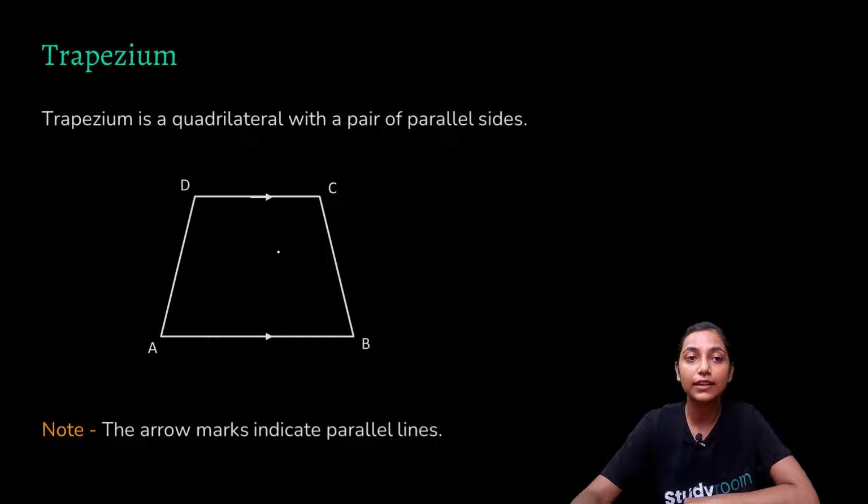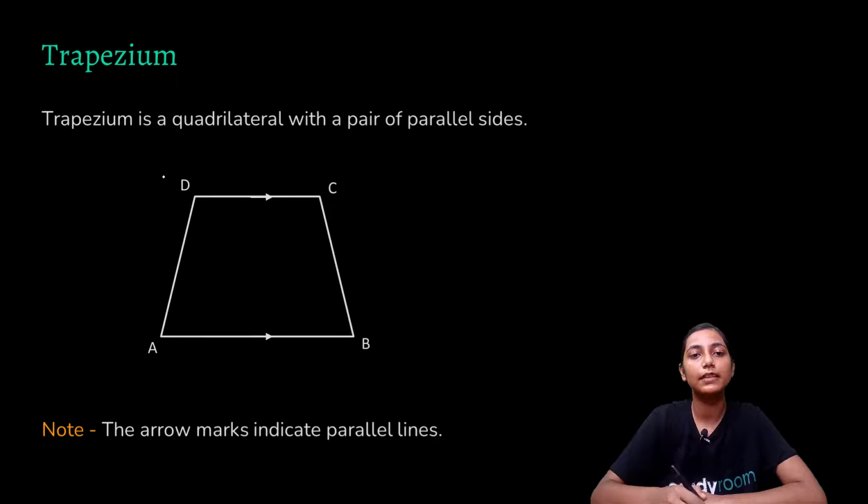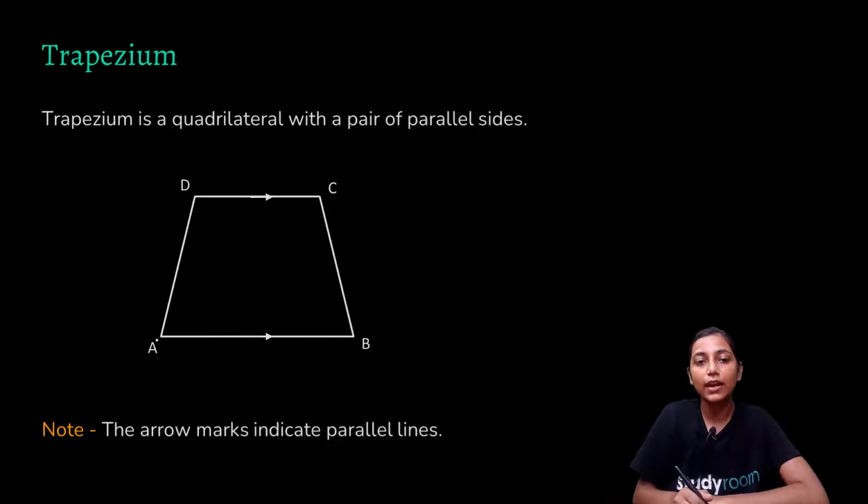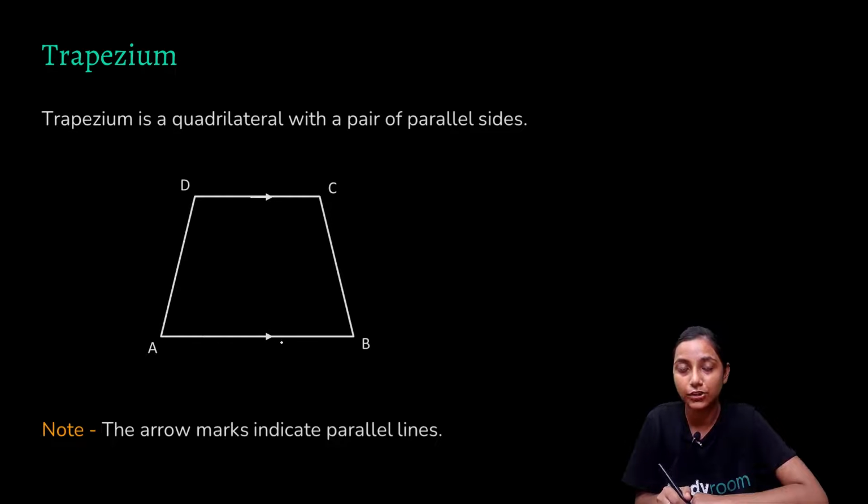The first one given is the trapezium. So what is a trapezium? A trapezium is actually a quadrilateral with a pair of parallel sides. So a trapezium is such a quadrilateral that has a pair of parallel sides. You can see that the arrow marks here indicate the parallel lines. So AB and CD, these two lines are parallel to each other.